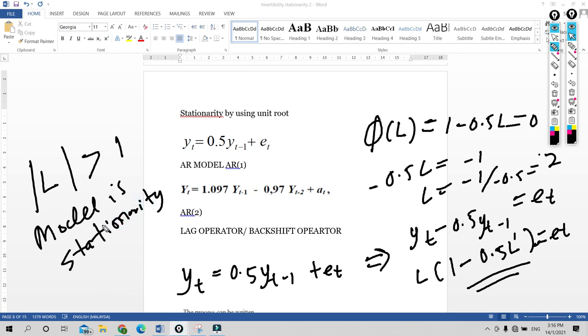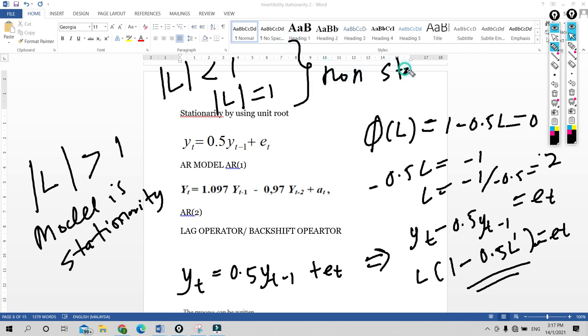Now for this case, the absolute value of L is greater than 1, equal to 2, so the model is stationary. Now, if the absolute value of L is less than 1 or L is equal to 1, then this is non-stationary. So the absolute value of L must be greater than 1. For this case, the absolute value of L is equal to 2, so it's considered stationary. Okay, stationary. What about the AR2 model?